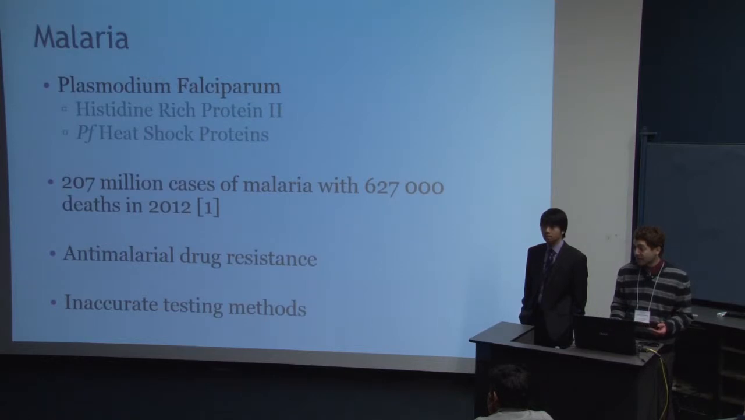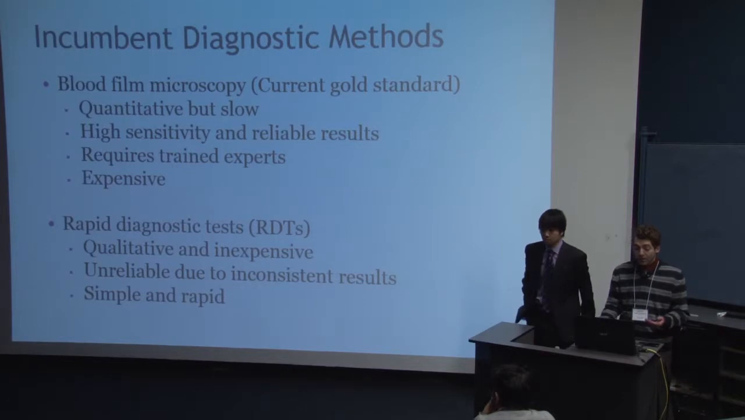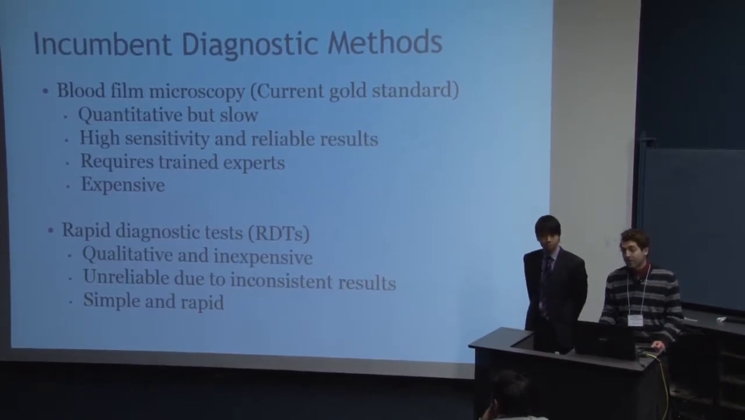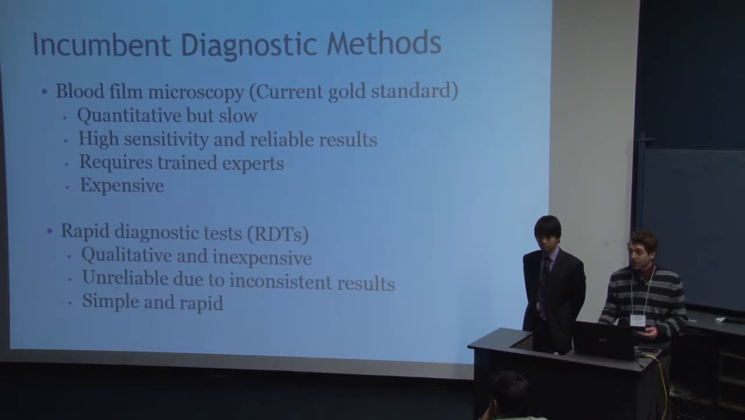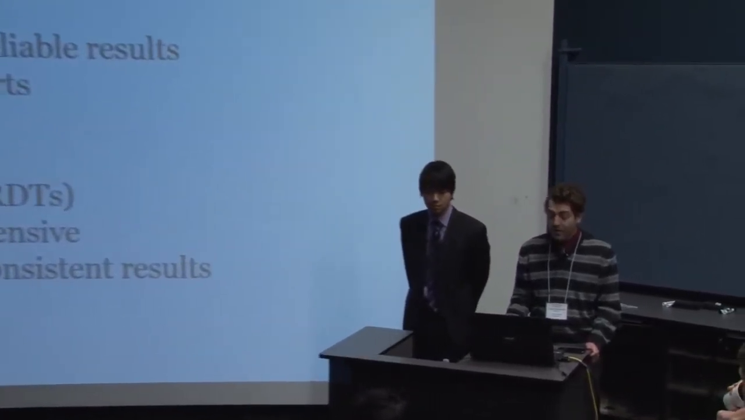Contributing to malarial resistance is the inaccurate identification of infection with current in-field testing methods. The current standard diagnostic methods include blood film microscopy and rapid diagnostic tests. The former is very sensitive, quantitative, and accurate. However, it requires a lab to perform, highly trained professionals or personnel, and is expensive and slow. The latter is today's best in-field method, being simple, rapid, and inexpensive. However, it only provides qualitative results and it is unreliable and inconsistent.